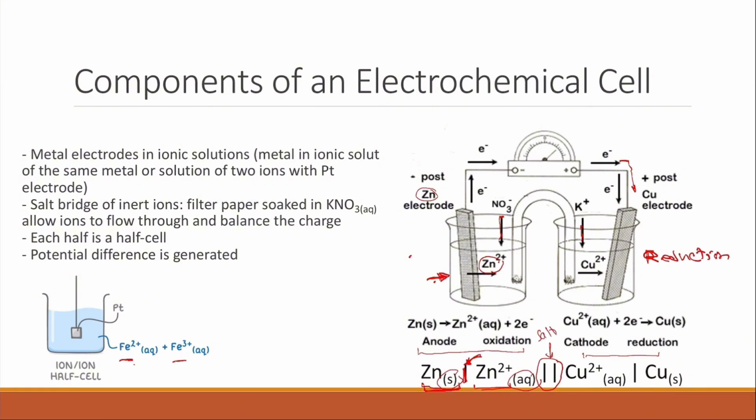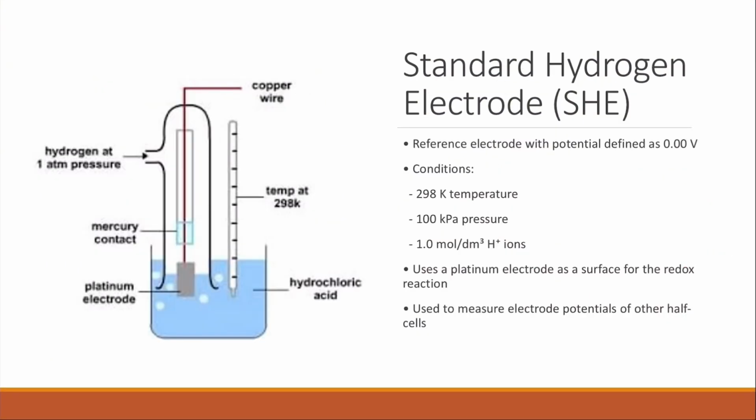And then we would write the reduction half cell. So for the reduction, we start with the species that's going to be reduced, which is the copper ion, and then don't forget the phase boundary, and then the copper solid. So this is how you represent the electrochemical cell. Start with the oxidation and then the reduction.